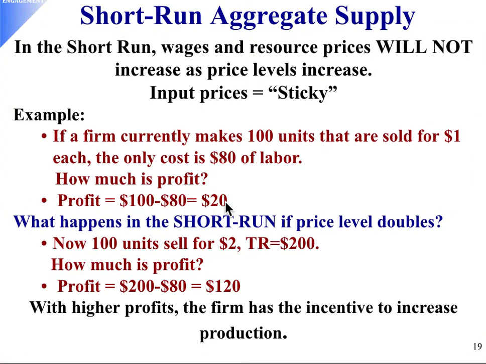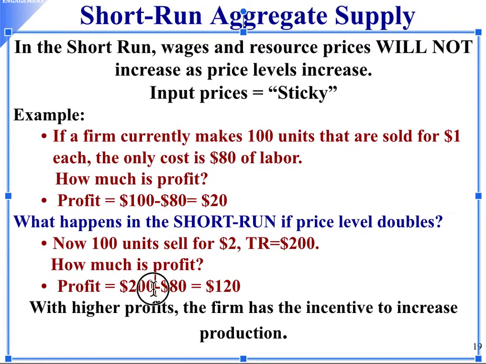Which is pretty good for this company. They are making profit. They're not breaking even; they are actually making some money. But then if in the short run the price level doubles, so there is inflation, how will that impact the firm? Now 100 units sell for $2. To calculate the total revenue, we take 100, the quantity, times 2, the price, and we already have a lot more total revenue.